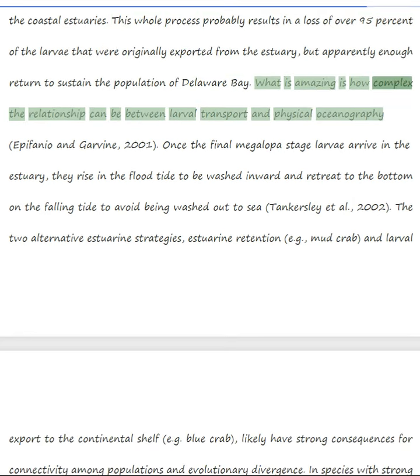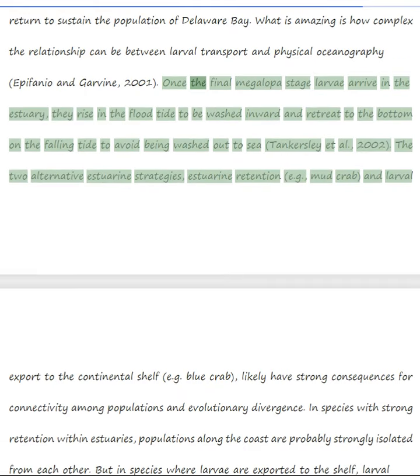What is amazing is how complex the relationship can be between larval transport and physical oceanography. Once the final megalopa stage larvae arrive in the estuary, they rise in the flood tide to be washed inward and retreat to the bottom on the falling tide to avoid being washed out to sea.